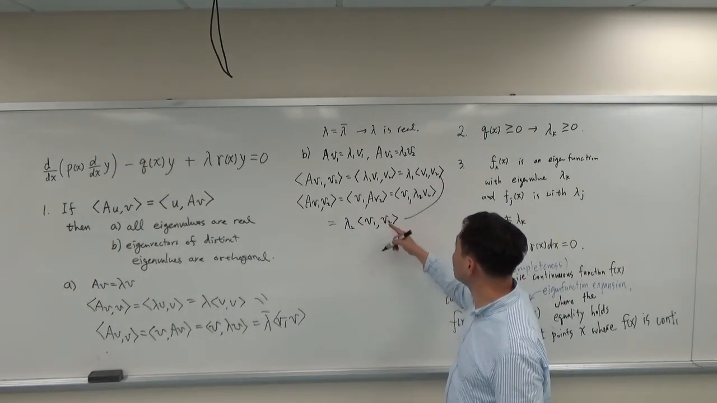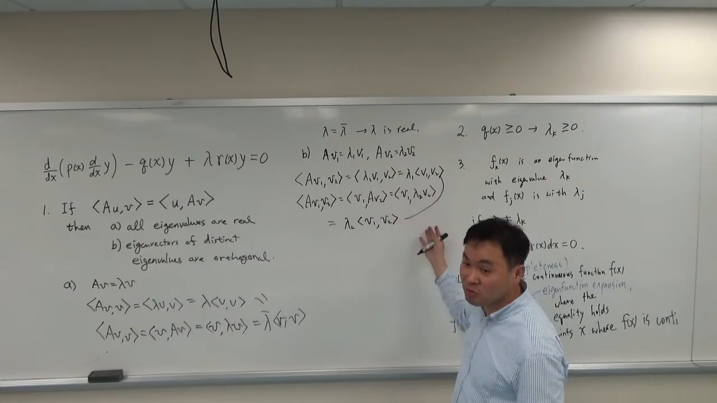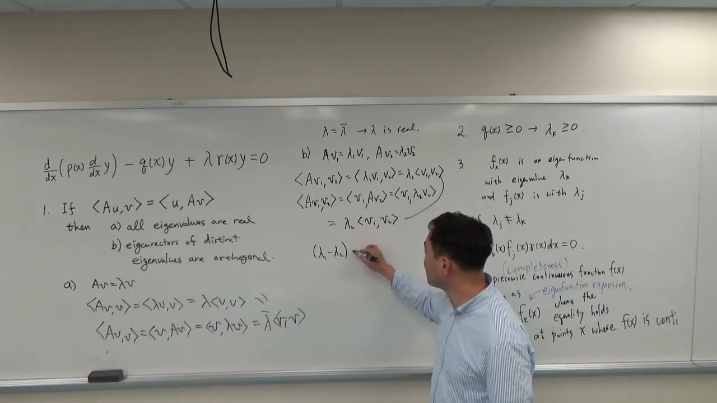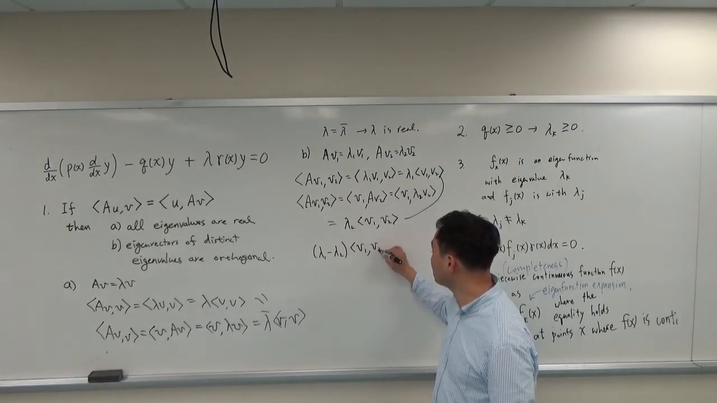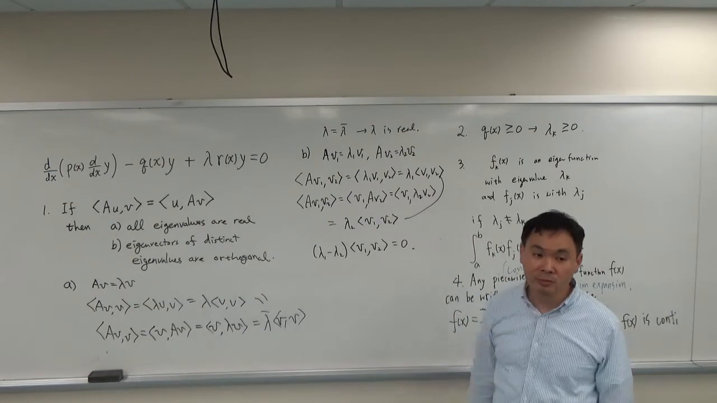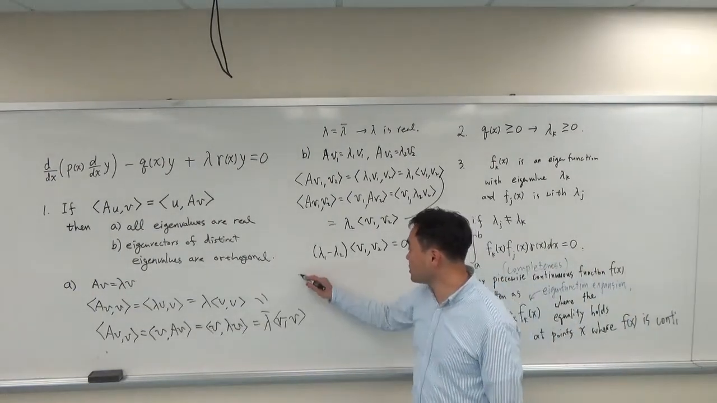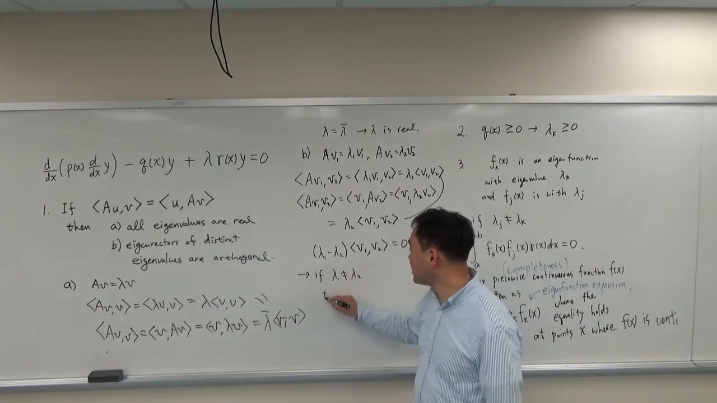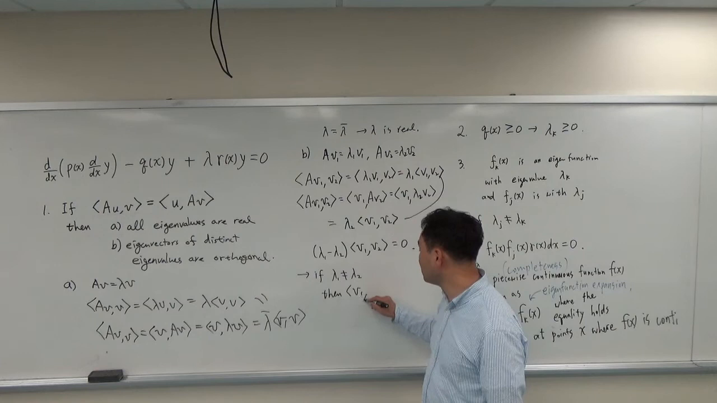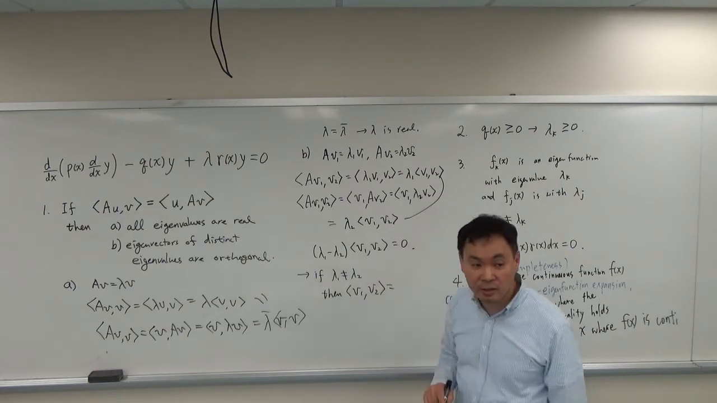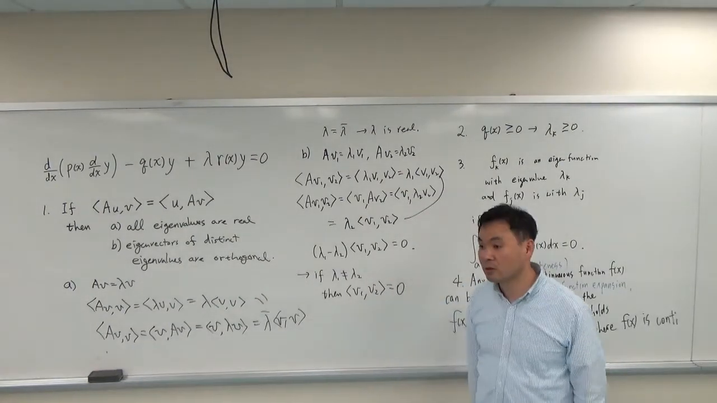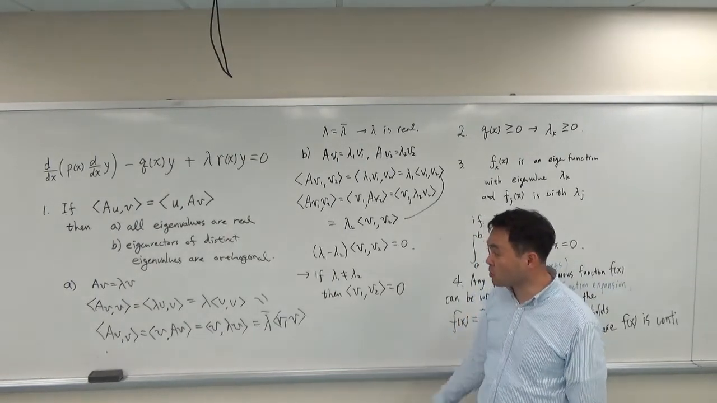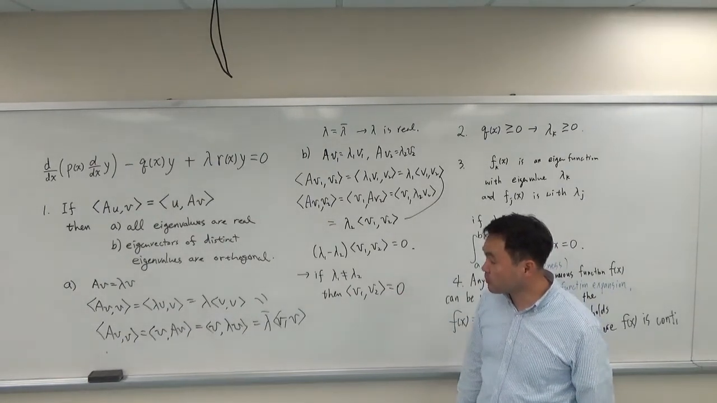Now set these two equal and move it to one side, and you get lambda 1 minus lambda 2 times the inner product of V1, V2 equals 0. Now what does this mean? This means that if lambda 1 and lambda 2 are different, then the V1, V2 inner product must be 0. So it's orthogonal. Eigenvectors with different eigenvalues will be orthogonal if this works.